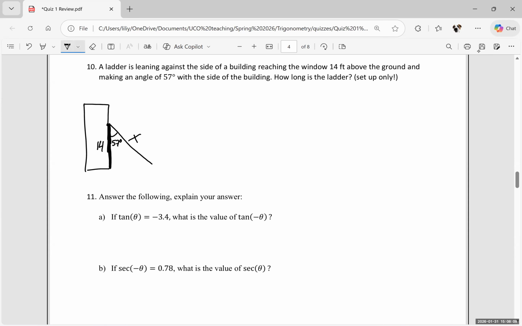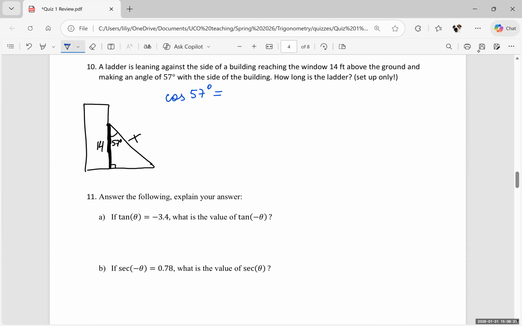Okay, x for the ladder. And we don't know what the other side is. That's okay. So here's what we know. We know an angle. We know the side that's adjacent to that angle, and we need to find the hypotenuse. So side that's adjacent and the hypotenuse is a cosine. So cosine of 57 degrees equals adjacent, which is 14, over the hypotenuse. So x times cosine of 57 is 14, which means that x equals 14 divided by cosine of 57. Again, without a calculator, this is as far as you can go.